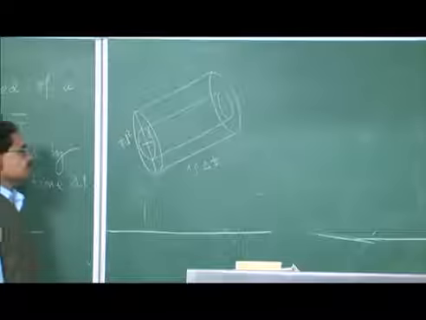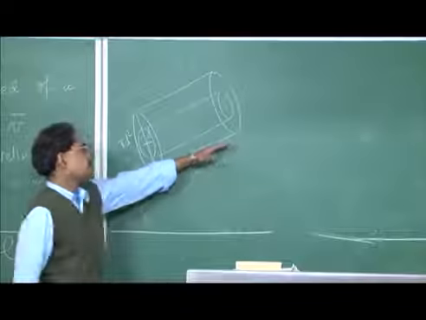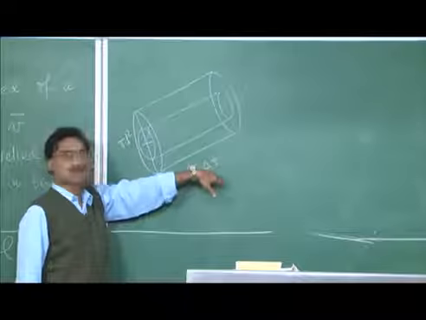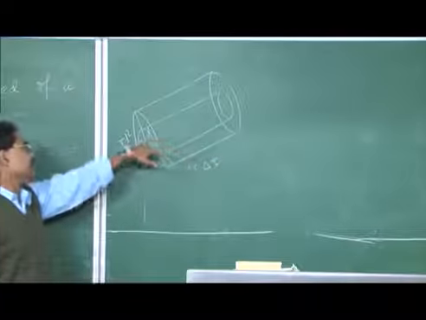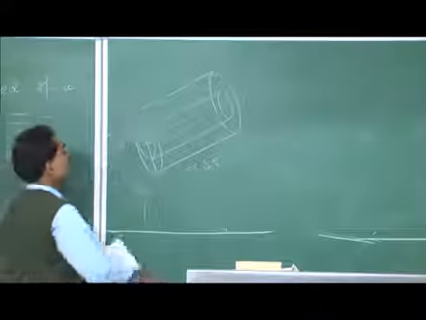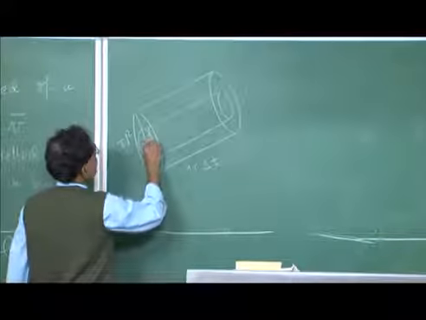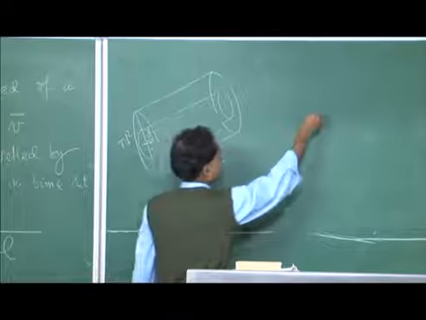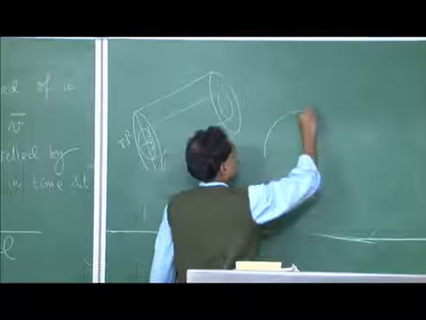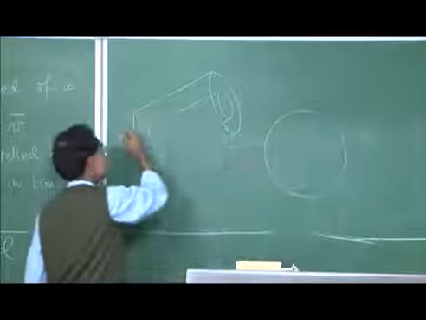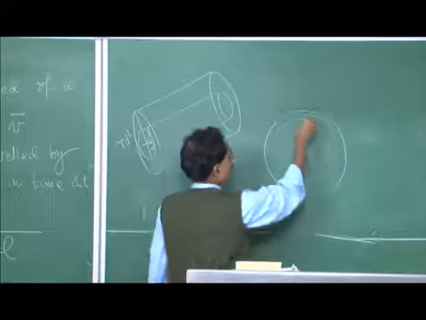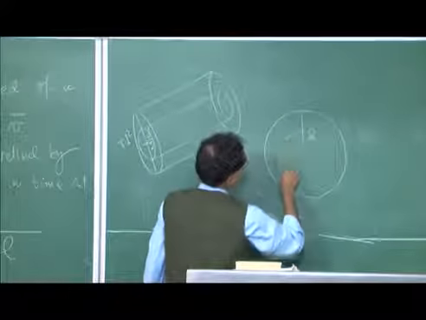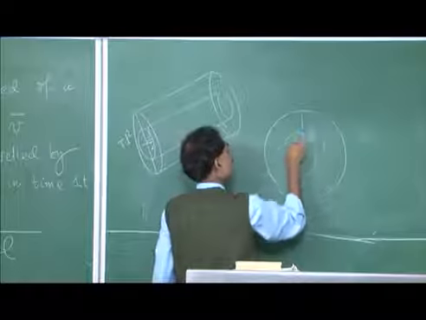So, I am constructing a cylinder which has length v delta t and diameter d, where molecular diameter is d, which I have defined. If I take only this area and draw it, this is my d and this is my d by 2.